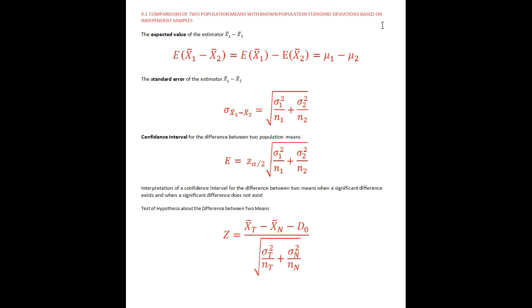Okay, and then we march down one more column. It says confidence interval for the difference between two population means. And we just have E equals Z alpha half times the standard error. E just standing for the margin of error, right?